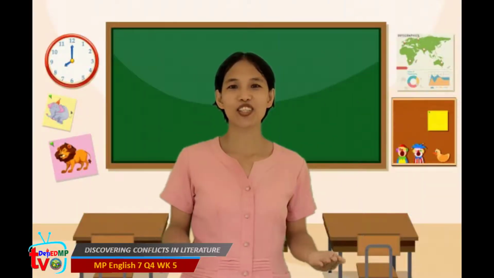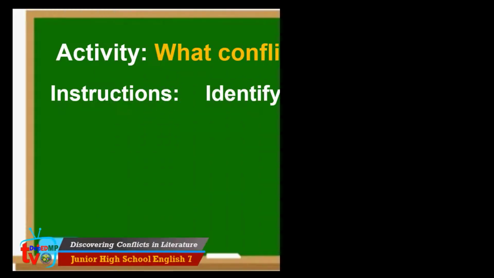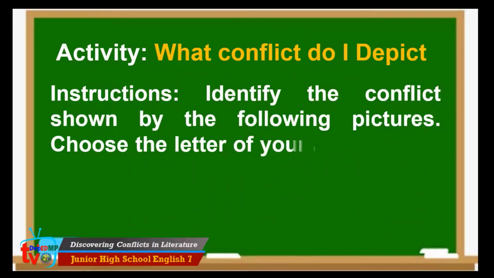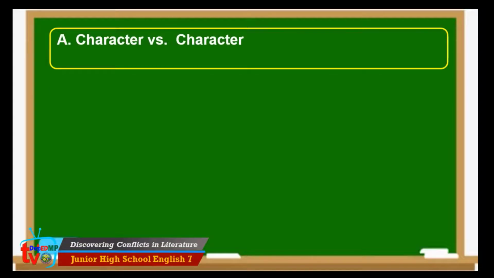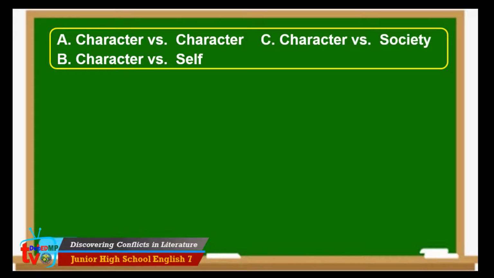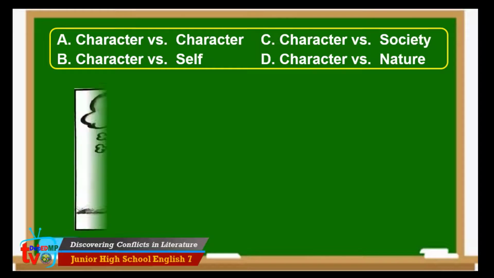After listening to the discussion, let us have our first activity. What conflict do I defeat? Identify the conflict shown by the following pictures. Choose the letter of your answer from the given pool of choices and write it on your answer sheet. The choices are A. Character versus character, B. Character versus self, C. Character versus society, D. Character versus nature. Here are the pictures.